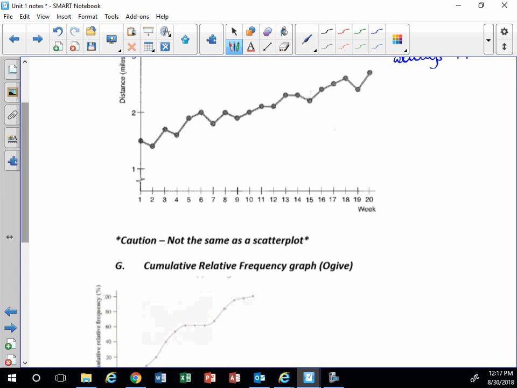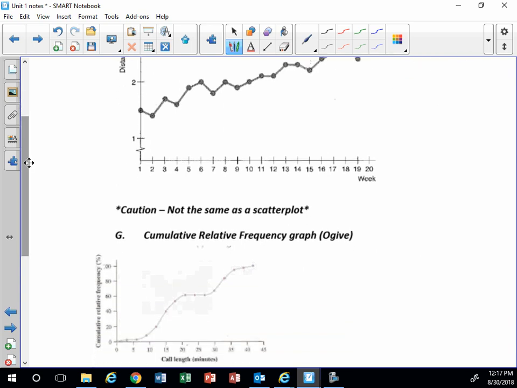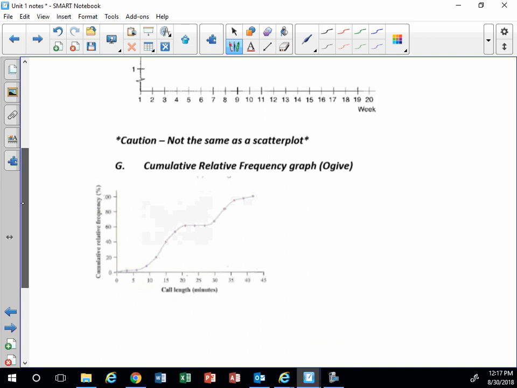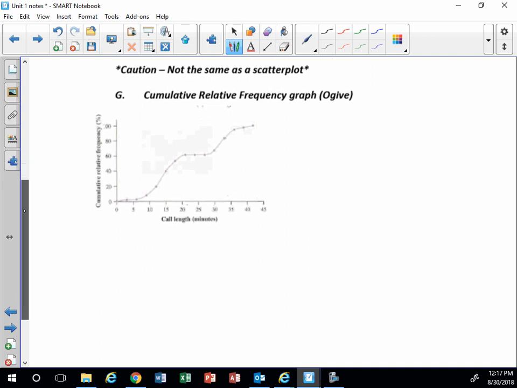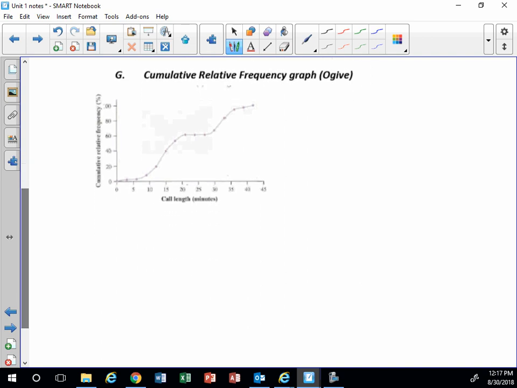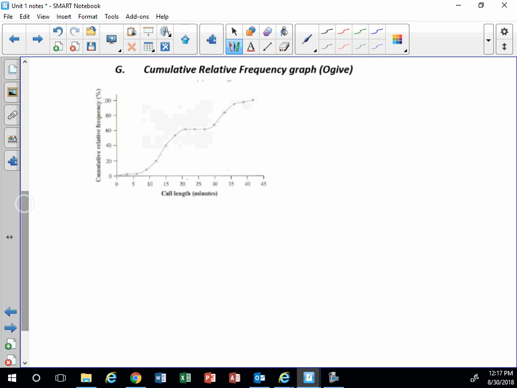All right. And then we have the cumulative relative frequency graph, or the ogive. It's just kind of fun to say. Ogive. It's an ogive, okay? All right, you can identify percentiles with this.